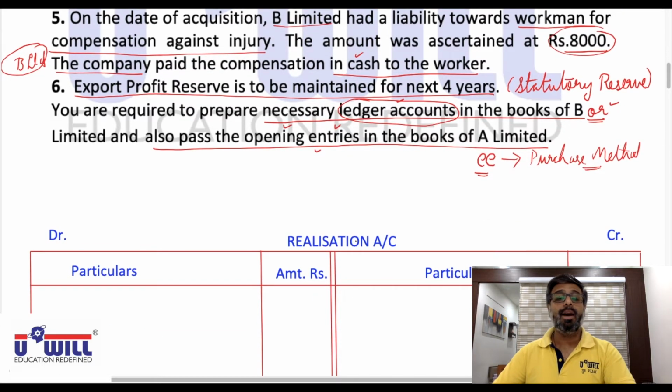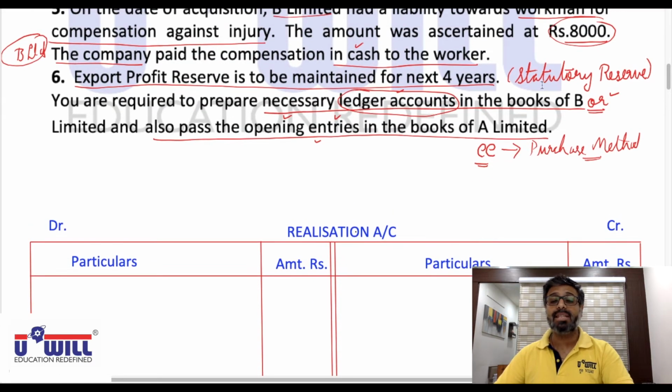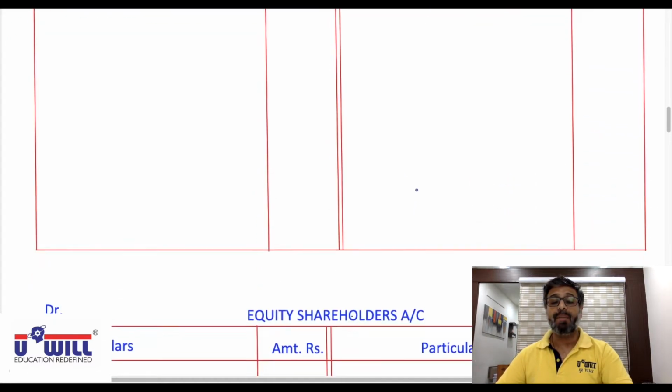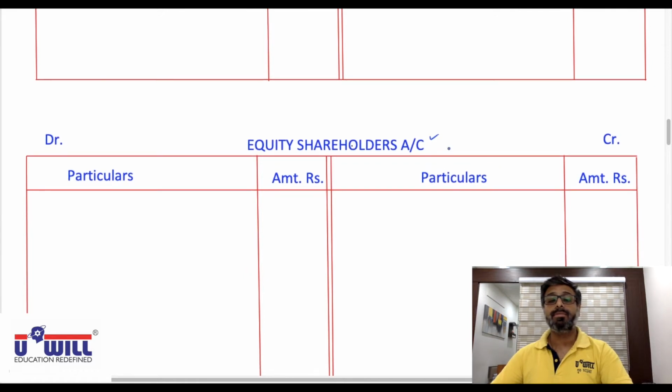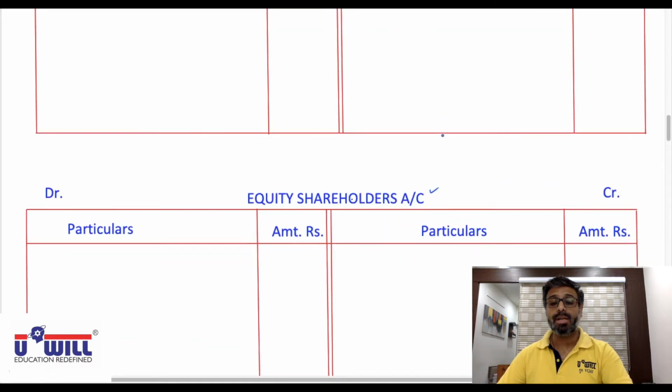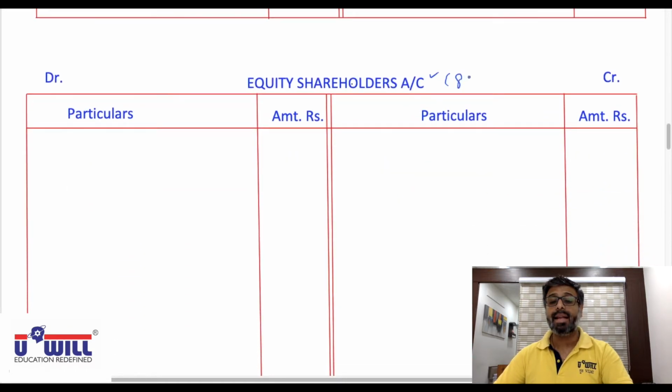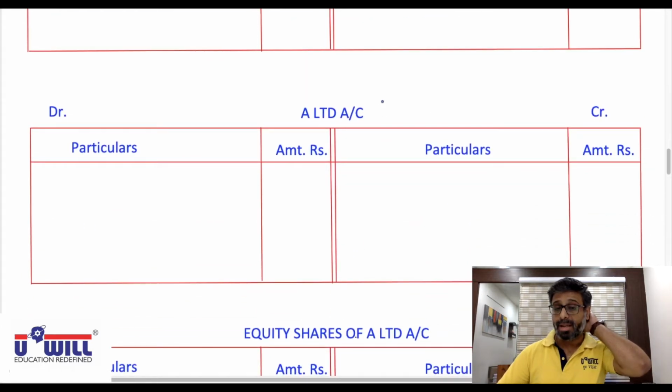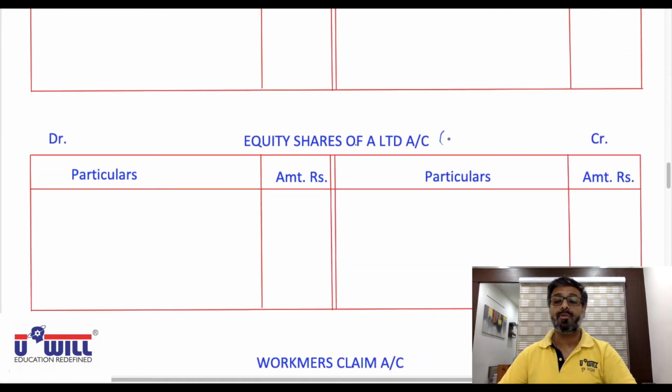Okay. Now before we start with the solution, you are asked which ledger accounts in the books of B Limited. Make the formats. Necessary ledger accounts means it will include realization account, one page, equity shareholders account. Realization account you can make almost one page. Equity shareholders account you can make around 10 lines ideally. Then A Limited account, transferee company account, 4 to 5 lines. Equity shares of A Limited account, 4 to 5 lines.